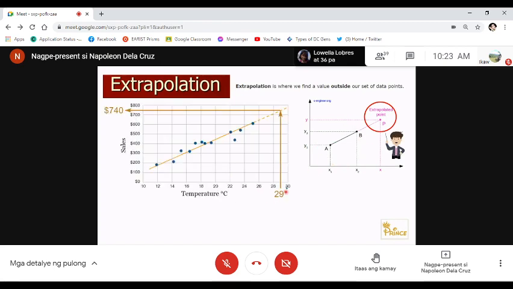So let's say 29 degrees centigrade is the temperature. What will be now the corresponding sales? We will use linear extrapolation to estimate the sales at 29 degrees centigrade, which is higher than any value we have. Because the values we have are less than 26 degrees and around $600 only. Beyond, or higher than any value we have. So that's what we are after.